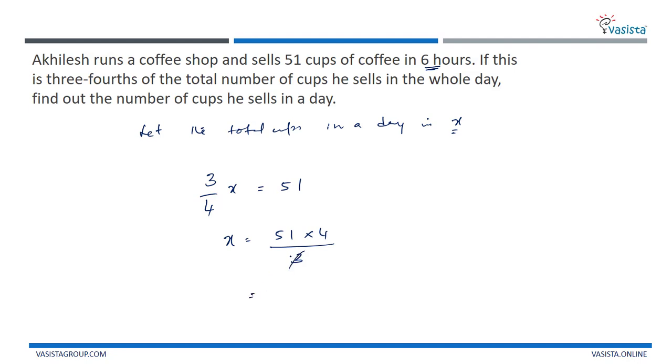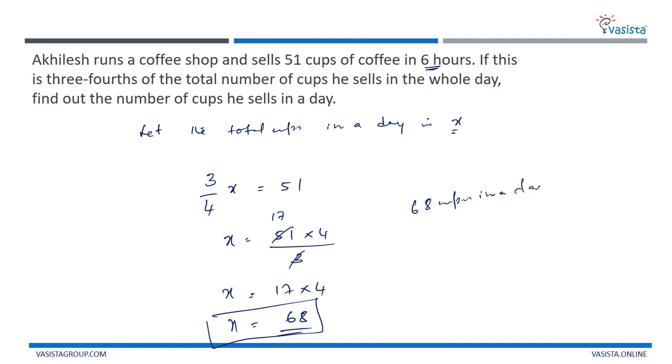3 ones are 3, 3 17s are 51, so X is equal to 17 times 4, which is 68. The total number of cups he is going to sell is 68 cups in a whole day. This is the answer.